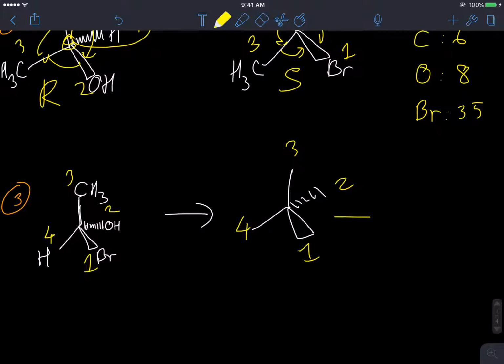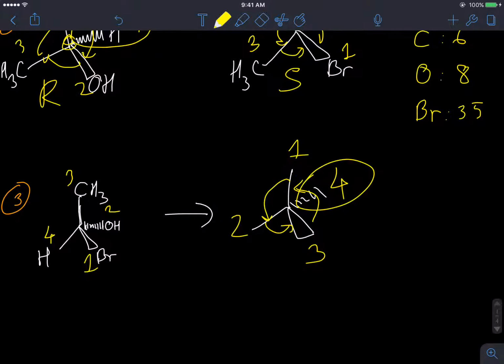Okay, now we need number 2 to be number 4 and number 4 to be number 2, right? And then we switch number 1 and 3 around. So just switch them. 2 and 4, and 3 and 1. So number 1 right here, number 3 here, number 2 right here, and number 4 is going to be right here. So we don't have to worry about number 4 anymore. So 1, 2, 3, and come back to 1. So it's an S configuration.